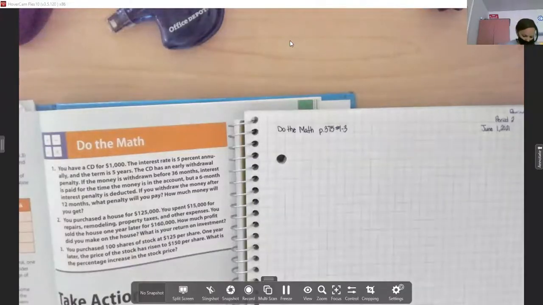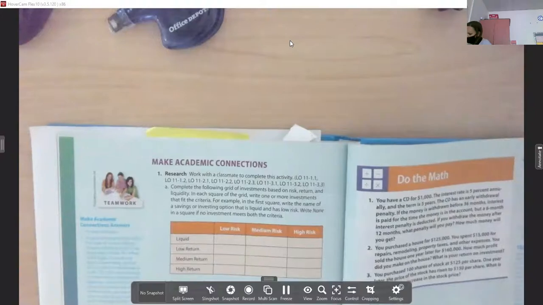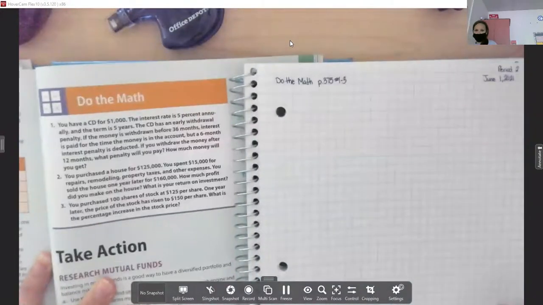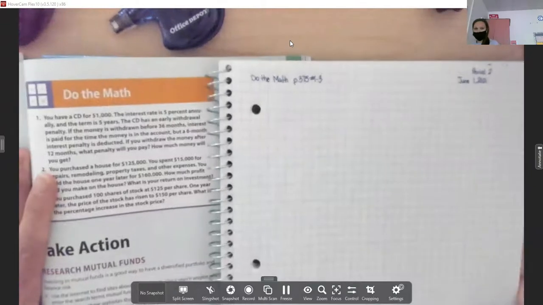All right, so I was trying to line this up the best way. I think it's the other way. All right, we'll do it like this. So you can kind of see the book.